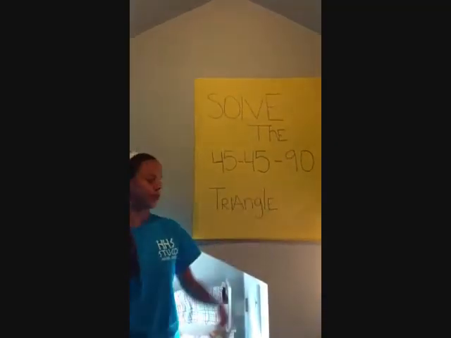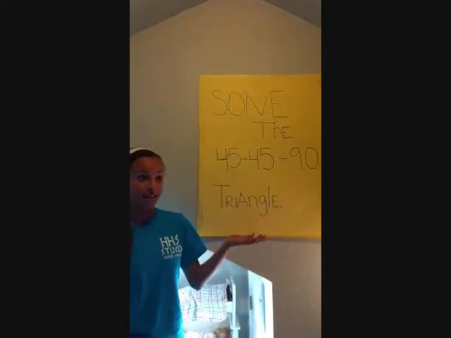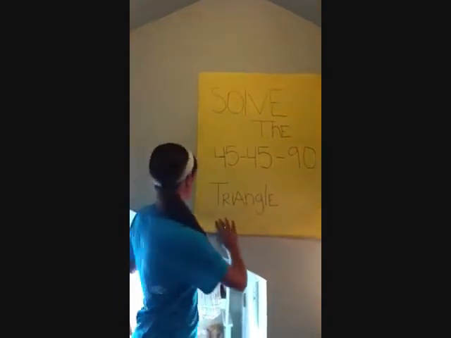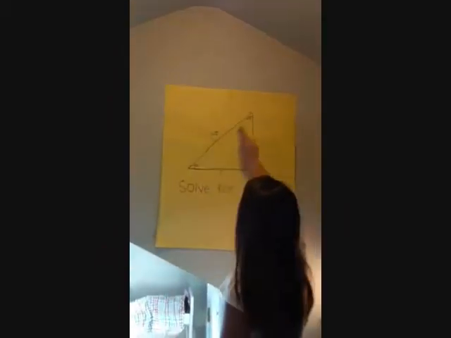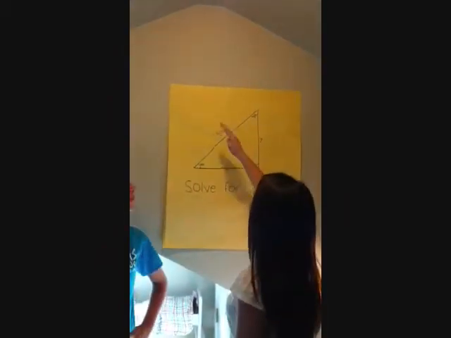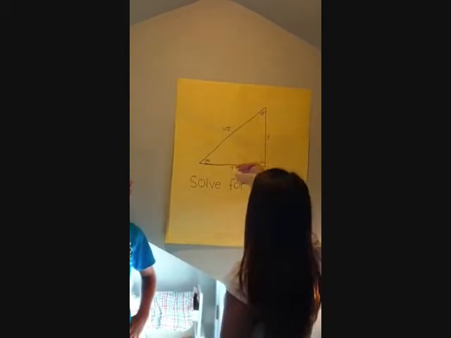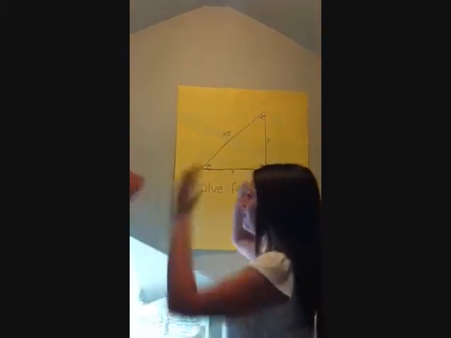Solve the 45, 45, 90 degree triangle. Anybody think they can do it? Since it's a 45, 45, 90 triangle, and it's 5 square root 2, that would mean y is 5.